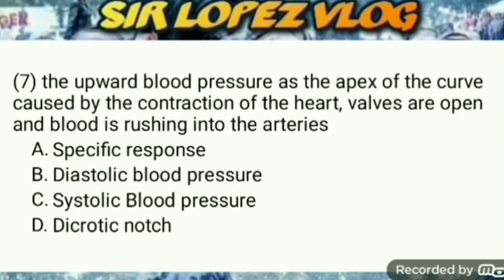Number 7. The upward blood pressure as the apex of the curve caused by the contraction of the heart. Valves are open and blood is rushing into the arteries. A. Specific response. B. Diastolic blood pressure. C. Systolic blood pressure. Or D. Dicrotic knots.